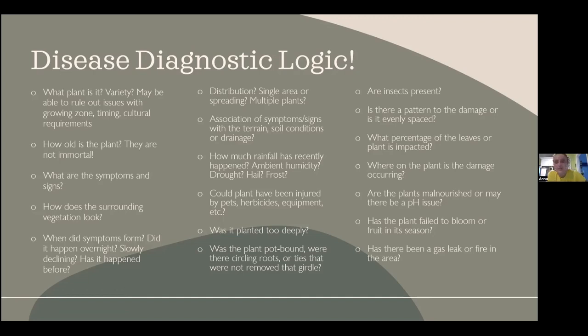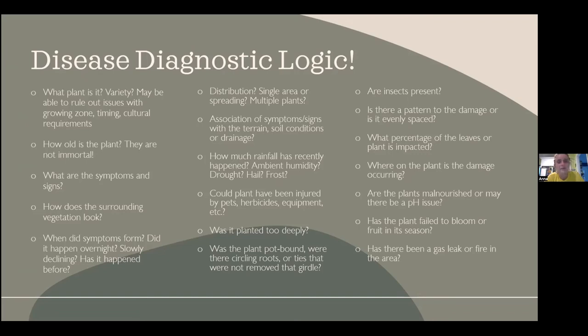What are the symptoms and signs? Well, you guys should be whizzes at that now because we just went through them. That includes your wilting, your spotting, cankers, any ooze. So take a look at the signs and symptoms. Here's an important one. How does the surrounding vegetation look? Is it just that plant, or is it maybe the row of tomatoes and everything else looks fine? How does it look around that area? That's going to give you some clues.